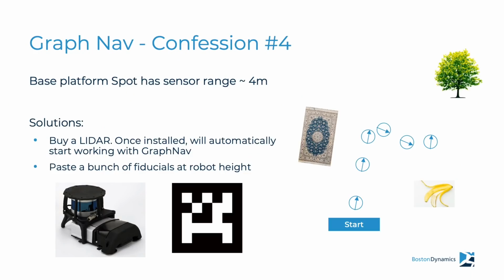Confession number 4. The base platform Spot robot has a very small sensor range. It's about 4 meters. For a lot of environments, this is great. This is totally going to work. Things like office buildings or residential areas or commercial areas that are really tightly packed.